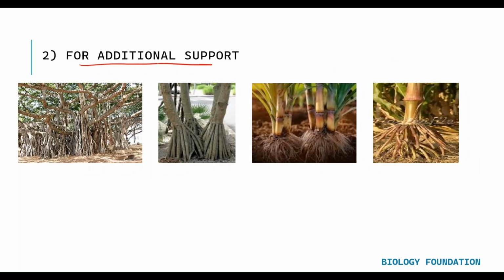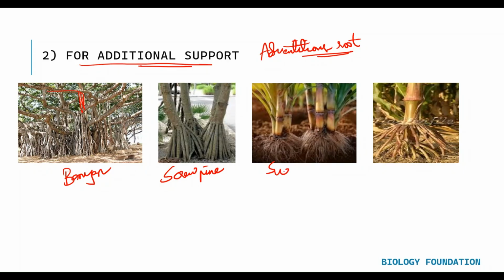Second is for additional support. In some plants, I told you, what are true roots? Roots which develop from the radicle. What are adventitious roots? Roots which develop from any other part of the plant. Now, here you can see, we know these are branches in a tree, right? From the branches, can you see roots developing? This is a banyan tree. And this is screw pine, sugarcane, maize.